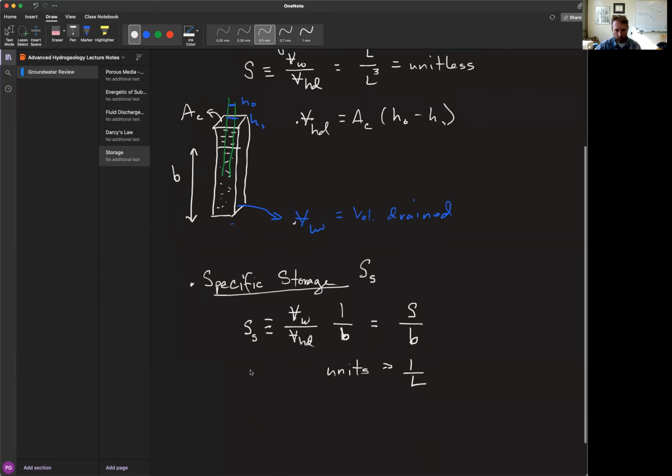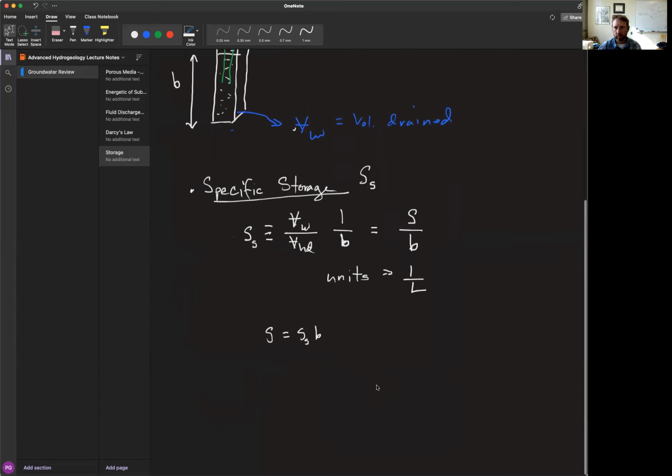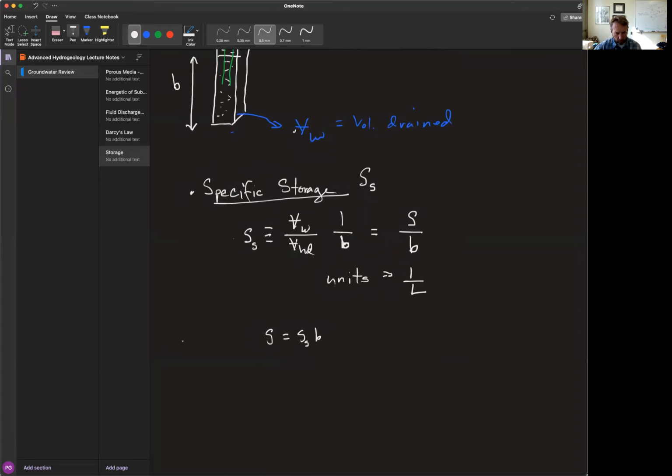So another important relationship here, it's just the inverse. S is equal to S sub S times B. All right, so what are the sources of storage here?